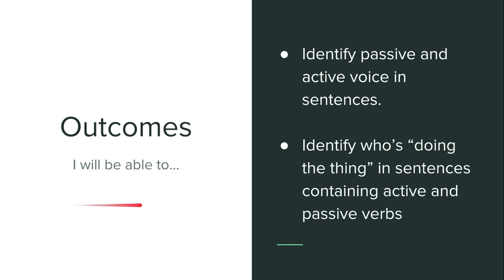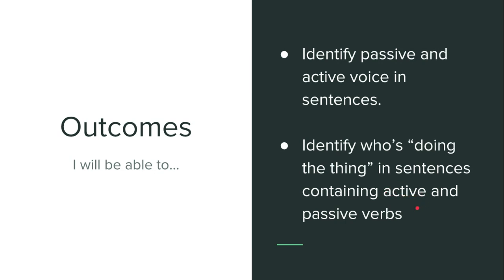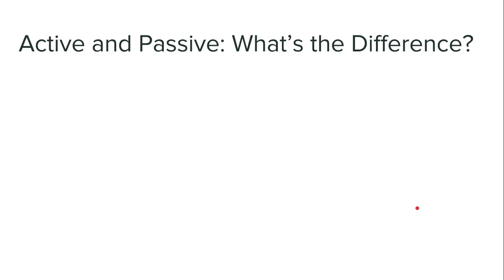By the end of this lesson, you should be able to identify passive and active voice in sentences. So you'll be able to say, this is in the active voice or this is in the passive voice. And then you'll be able to identify who's doing the thing in sentences containing active and passive verbs. Who's actually performing an action? All right, let's move along.